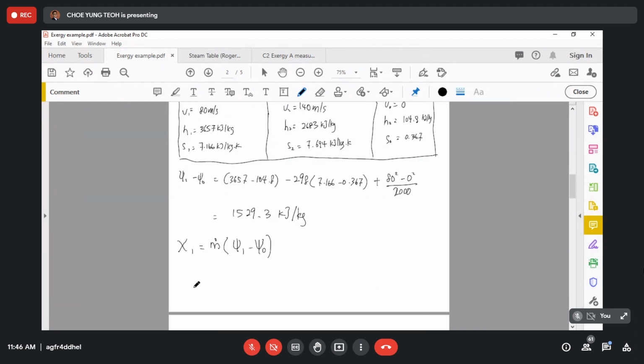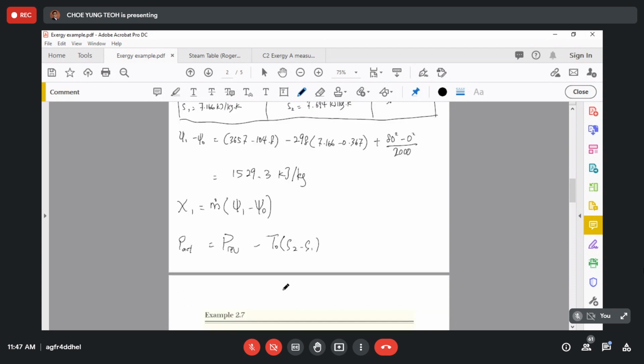Okay, so I would say that the actual power output is equal to the reversible power output minus the losses. And the losses here I can call irreversibility, which refers to T0 times (s2 minus s1). Okay, so for this case, sorry, let me add more page.